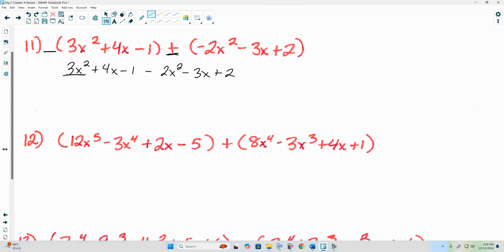And then we combine like terms. 3x squared minus 2x squared. 3 minus 2 is 1x squared, or just x squared. 4x minus 3x is plus x. And lastly, negative 1 plus 2, then plus 1. So x squared plus x plus 1. So we deal with the parentheses, combine like terms. That's it.